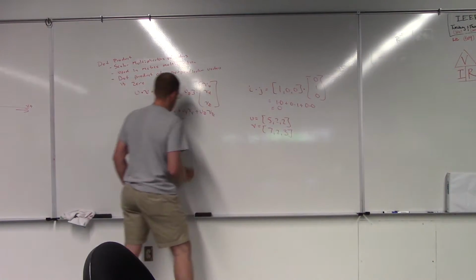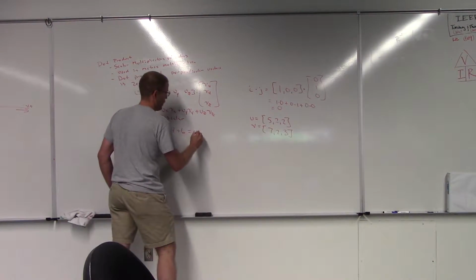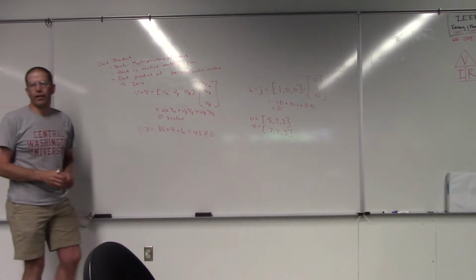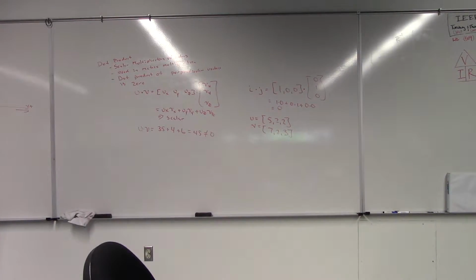2 times 3 is 6, so 45, which definitely does not equal 0, therefore these two vectors are not perpendicular. Well, what else can we use this idea of a dot product for? And this is pretty clever.